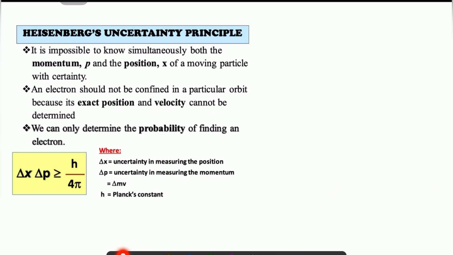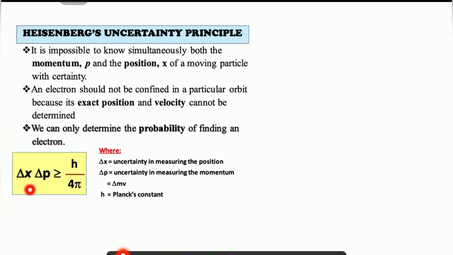The Heisenberg Uncertainty Principle says that it is impossible to know simultaneously both the momentum and the position of a moving particle with certainty. So you cannot determine at the same time the momentum and the position of the moving particle. An electron should not be confined in a particular orbit because its exact position and velocity cannot be determined. You can only determine the probability of finding an electron, by using this formula.